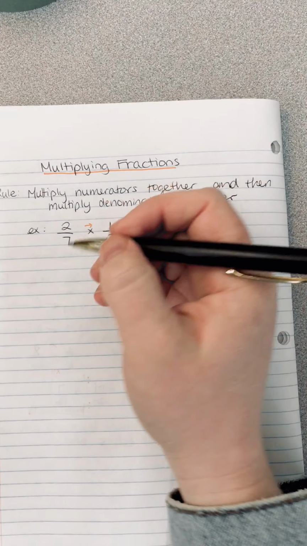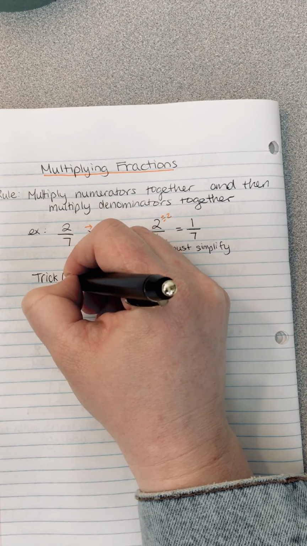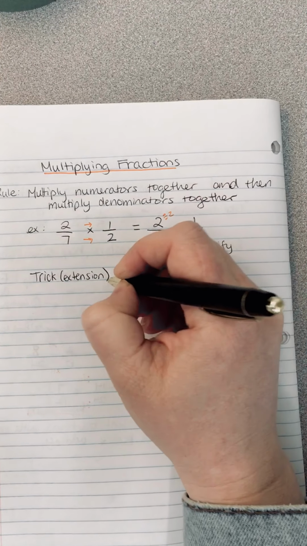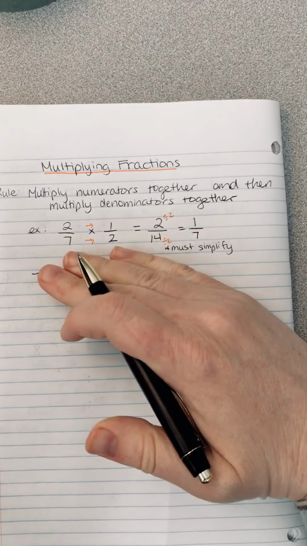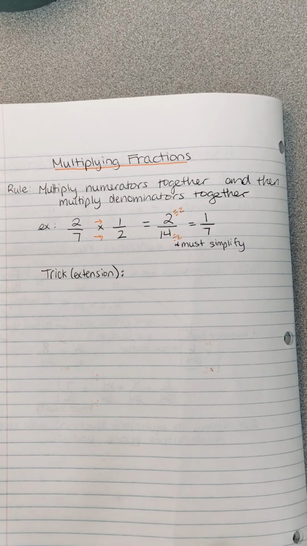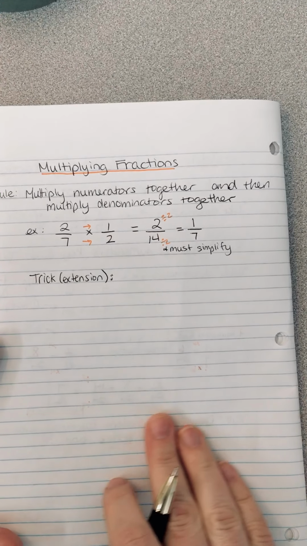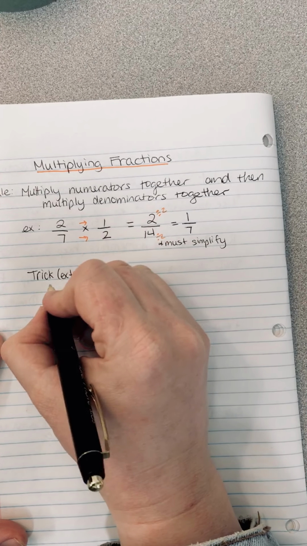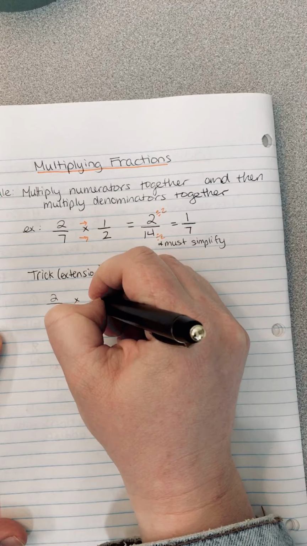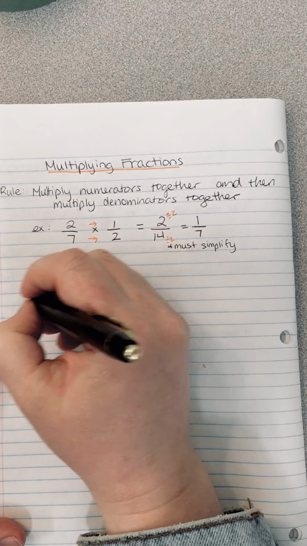I'm going to show you a trick. This is kind of an extension to make your life a little bit easier. You don't have to know this trick. If you don't want to, you can just stop the video right there, and that is enough for you, and you're good to go. If you'd like to know a trick that will make your life a little bit easier, stay tuned. So, trick: say we were doing the exact same question, 2/7 times 1/2. Before you multiply, you can actually simplify.